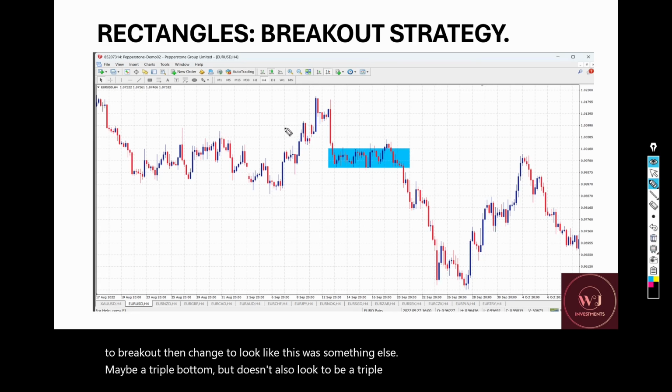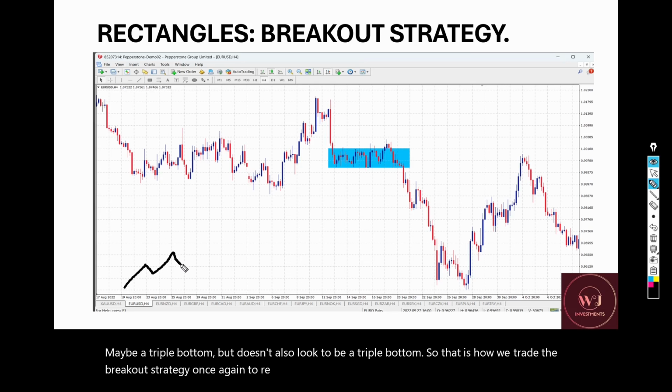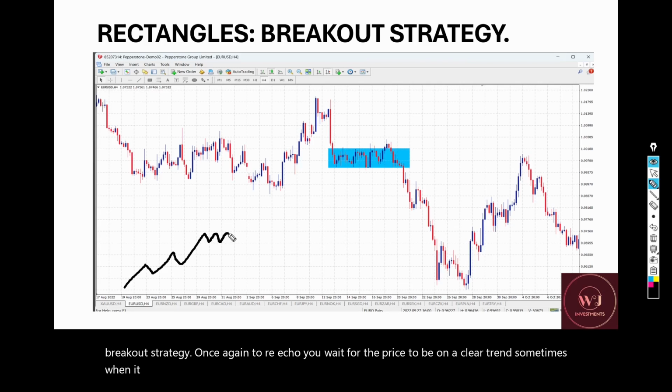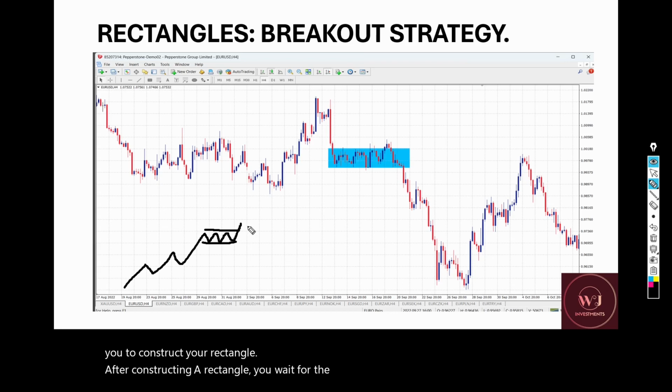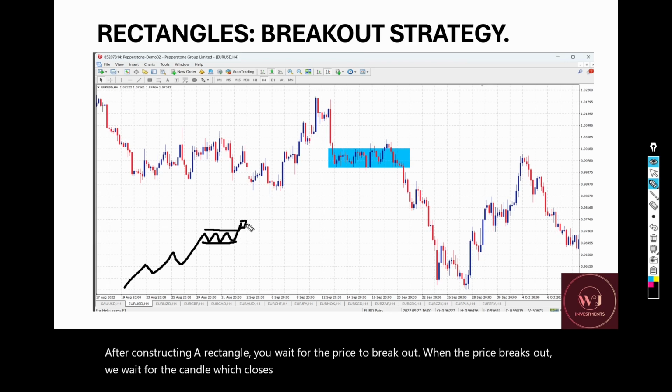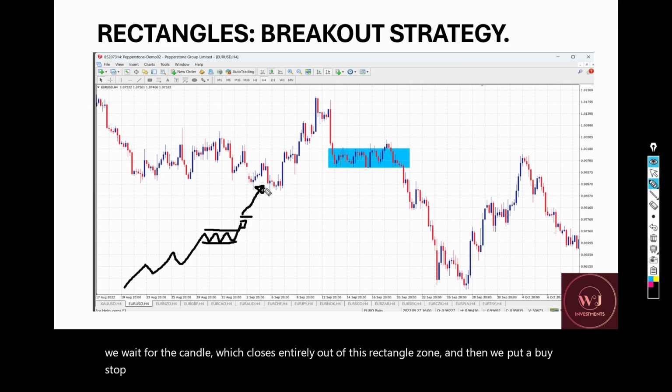So that is how we trade the breakout strategy. Once again, to re-echo, you wait for the price to be on a clear trend. Sometimes when it is on a clear trend, it will create a short-term consolidation, which will help you to construct your rectangle. After constructing your rectangle, you wait for the price to break out. When the price breaks out, we wait for the candle which closes entirely out of this rectangle zone, and then we put a buy stop order and catch the wave up.